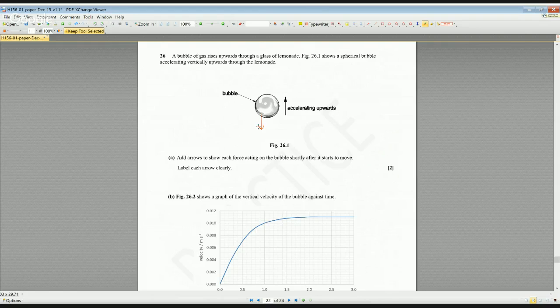So I'm going to draw a short arrow there for drag, and another one here for weight. And I'm going to draw an arrow that is bigger than both of them combined to represent the upthrust. The reason I've done that is because we know that the bubble is accelerating upwards, which means that the upwards force must be bigger than the combination of the downwards forces. So that would get you 2 marks.